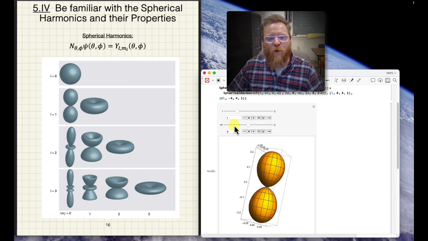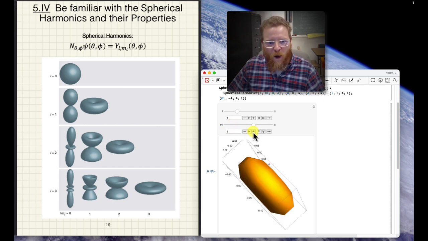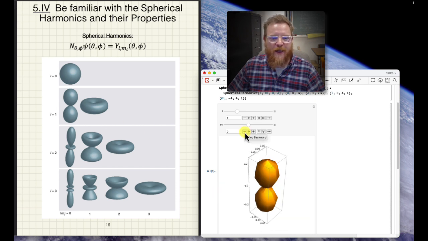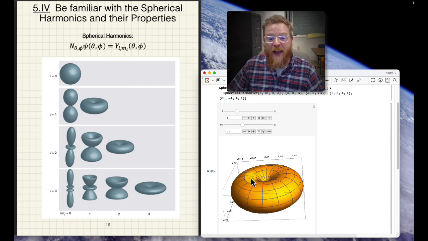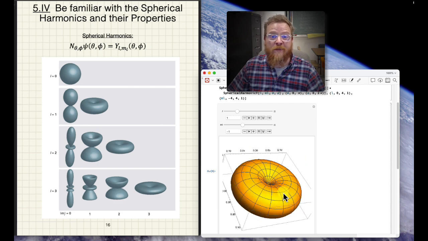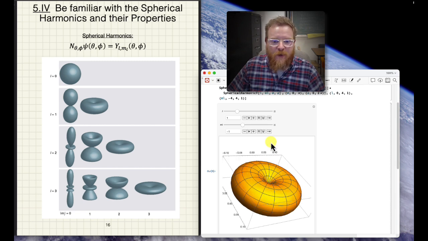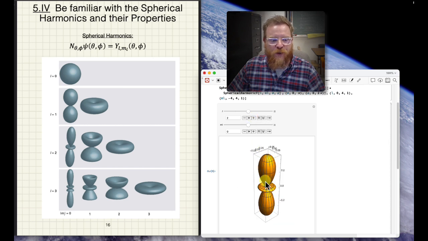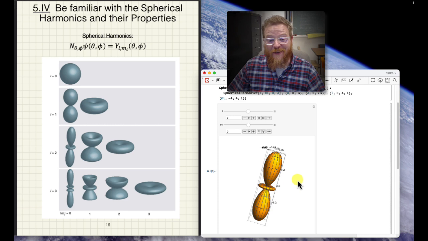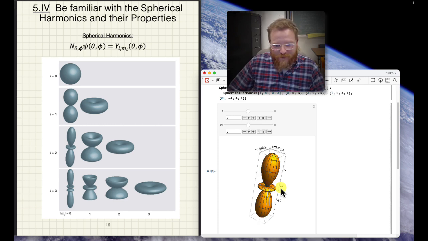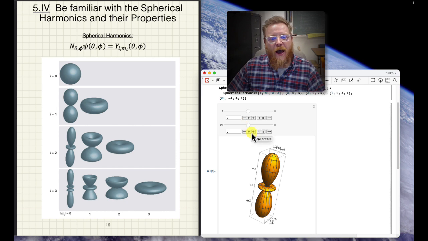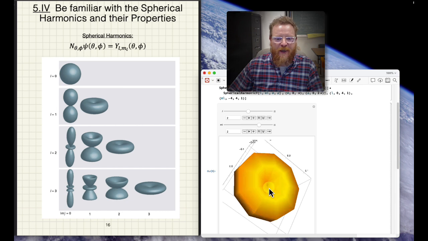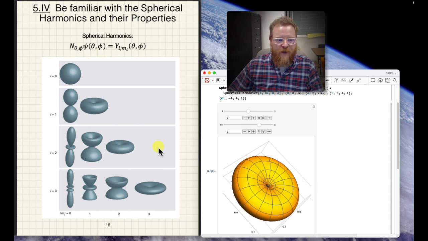And now if I go over to the ML is 1, I get this donut looking shape that they predict over there. And of course, I could go back to ML equals -1, and I get the same thing because the plus minus 1 solutions are degenerate. So we can go to L is equal to 2. Let's do that. L is equal to 2 and ML is equal to 0. And I get this crazy thing that kind of looks like a d orbital. But we don't know that yet, right? And looking at the other ML solutions, we can see that we get those shapes as predicted in that spreadsheet over there, or in this figure.